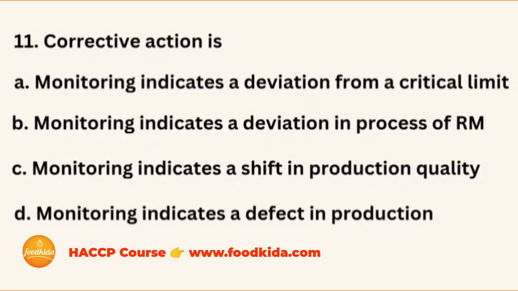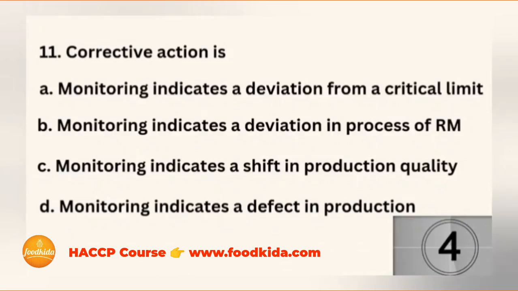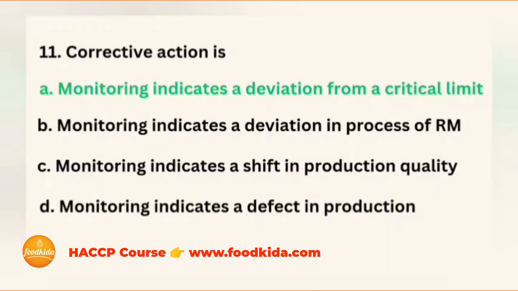Corrective action is: Option A, monitoring indicates a deviation from a critical limit. Option B, monitoring indicates a deviation in process of RM. Option C, monitoring indicates a shift in production quality. Option D, monitoring indicates a defect in production. And the correct option is option A, monitoring indicates a deviation from a critical limit.